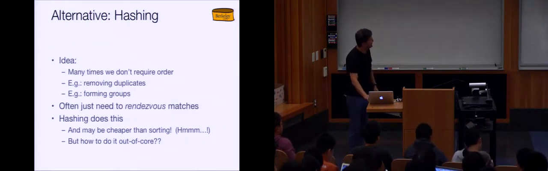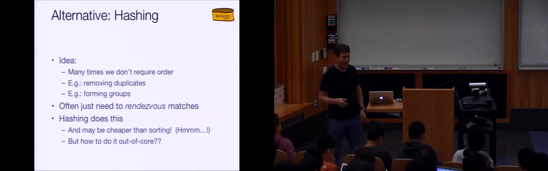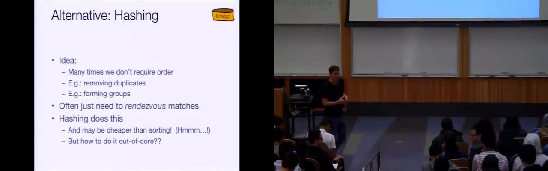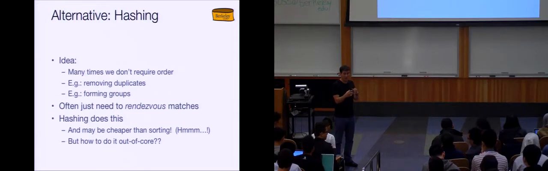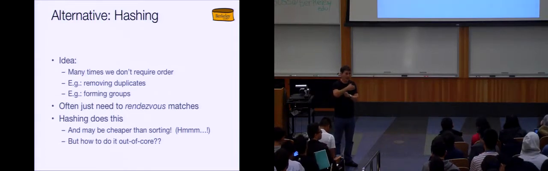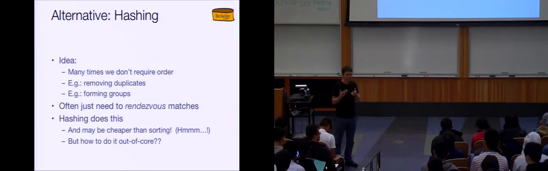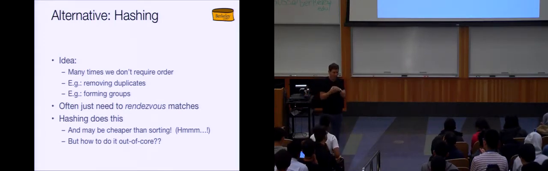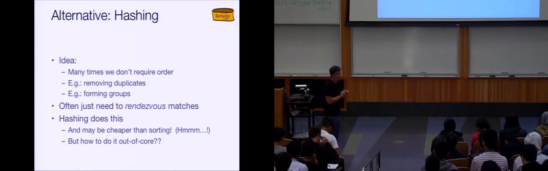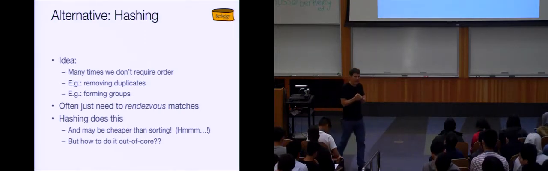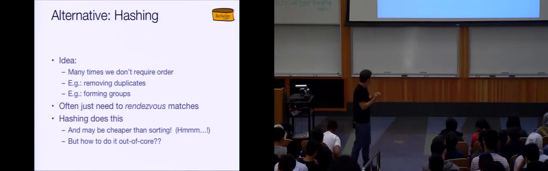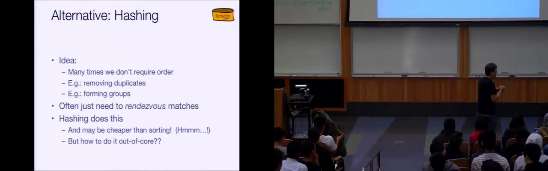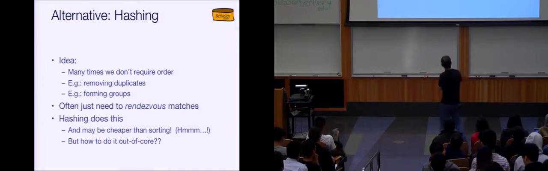Let's talk about hashing. Here's the idea. Just intuitively, if all we're trying to do is something like removing duplicates or making sure all the CS students are together so we can compute their average, we don't actually want the file fully ordered. It seems like we're doing too much work if we're really sorting the file. All we want to do is bundle together the things that go together, which is kind of what hashing does. Because all we're trying to do is rendezvous the things that are the same, the things that match. So for straight up rendezvous, you don't need ordering. We just need equality matching, which is what hashing does. And maybe it's cheaper than sorting.